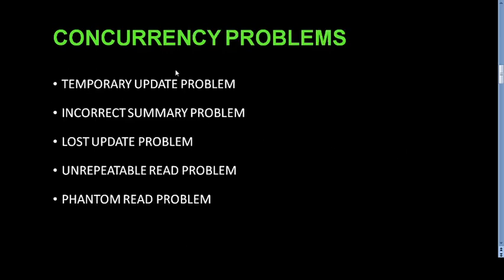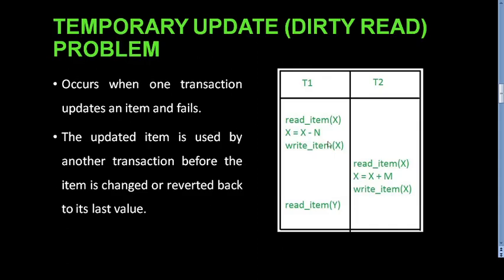These are the main concurrency problems. It is the temporary update problem, incorrect summary problem, lost update problem, unrepeatable read problem, and phantom read problem. Okay, so this is a very important topic, so just go through these topics very well. First is the temporary update problem, or you can call it the dirty read problem.